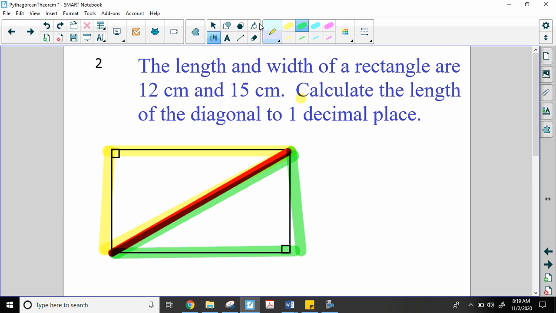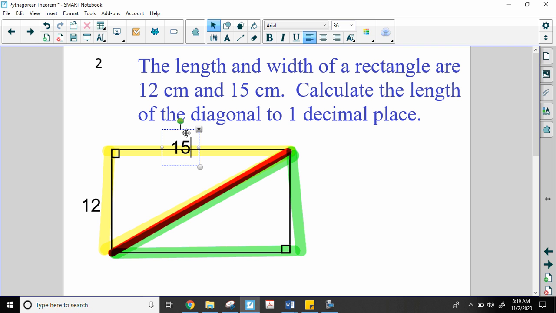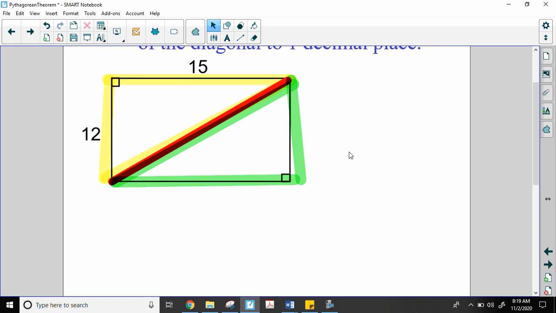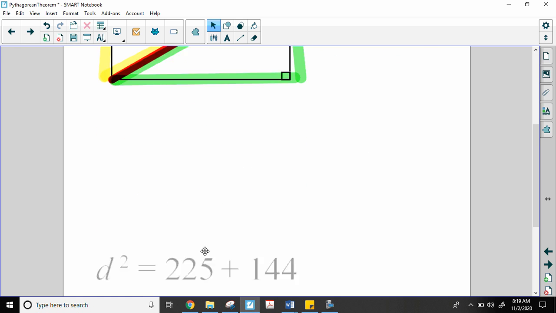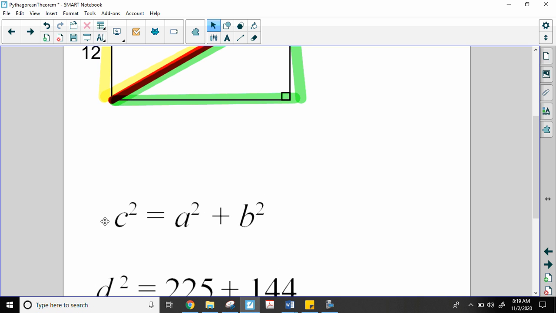So we have to label this how we see fit. Well, we know that the length and the width are 15 and 12. So we'll put 12 here and we'll put 15 right there. So if those are the length and the width, that means I'm solving for a hypotenuse. So when we're solving for a hypotenuse, we are going to use c squared equals a squared plus b squared.